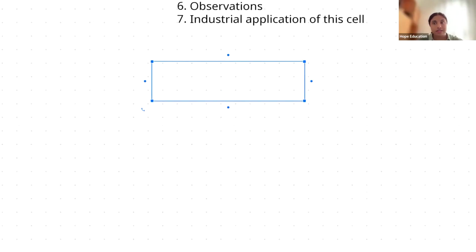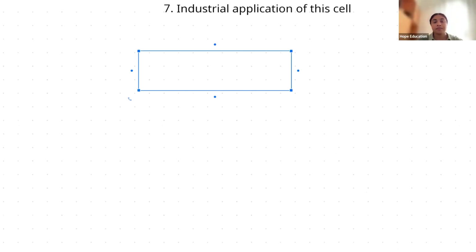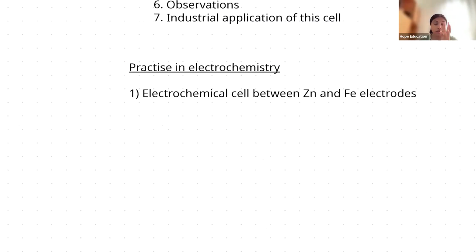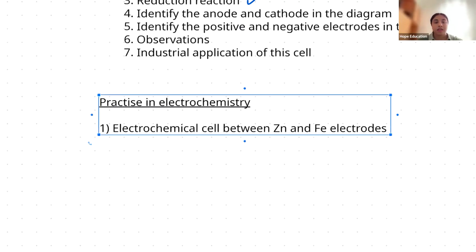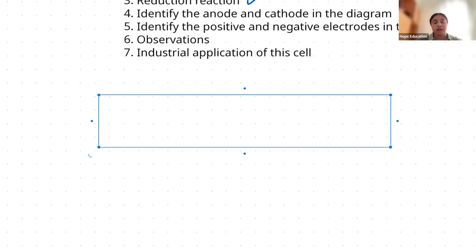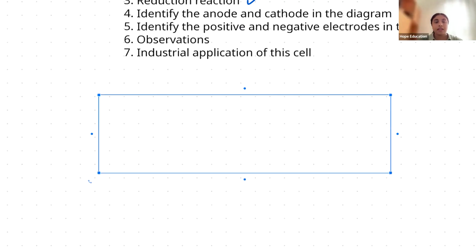You have to write electrochemical cell. Not electrolysis, electrochemical cell between zinc and Fe electrodes. So it is the same usual things you have to write. You have to write the oxidation reaction, reduction reaction, just like this one. You have to draw, write the oxidation reaction, reduction reaction, identify the anode, cathode, identify the positive electrode, identify the negative electrode, and write any observations, right? Those are what you have to write. And also electrochemical cell between Fe and copper electrodes. So two electrochemical cells.